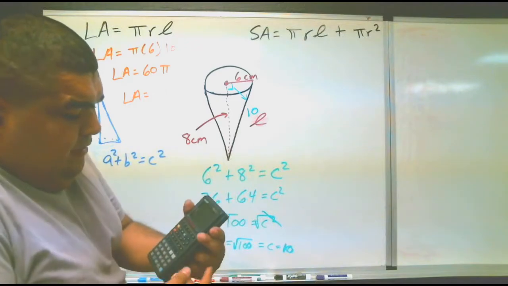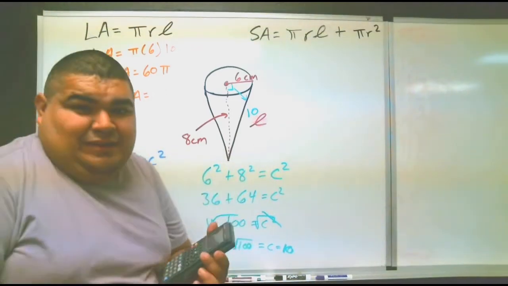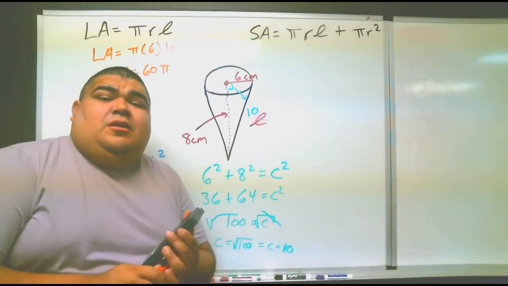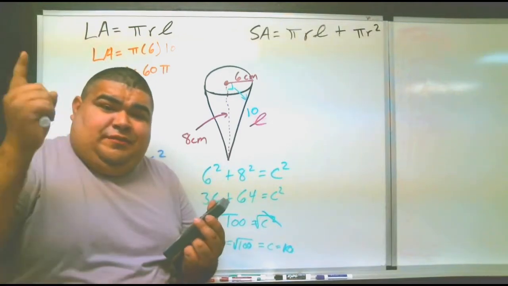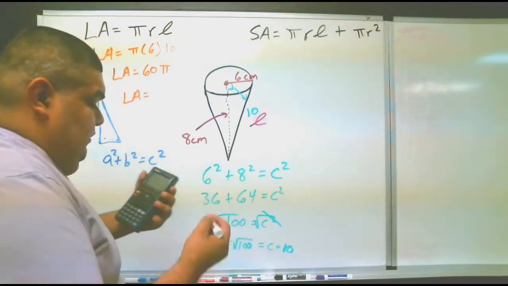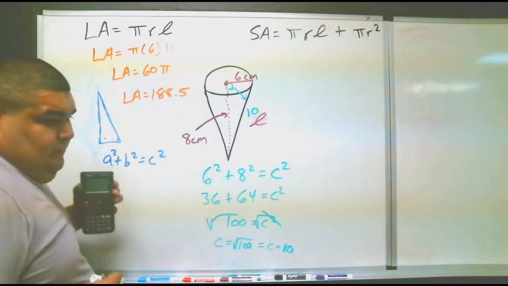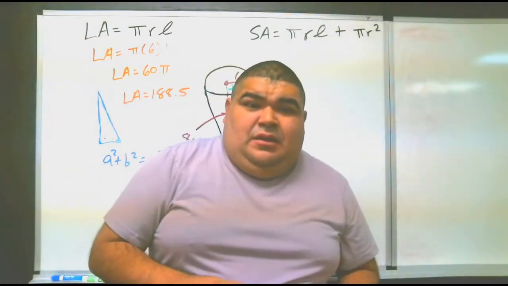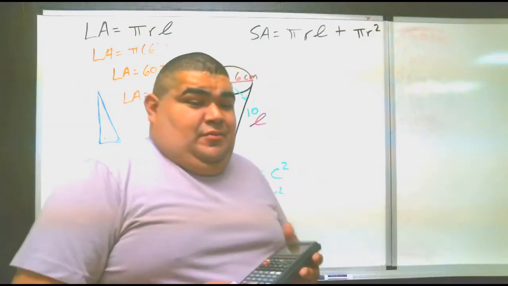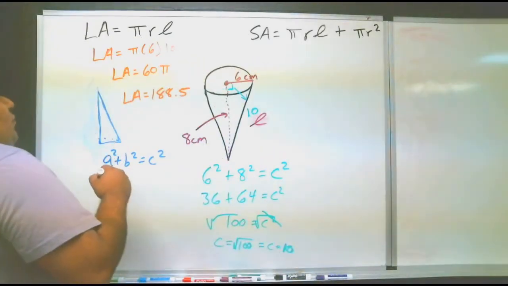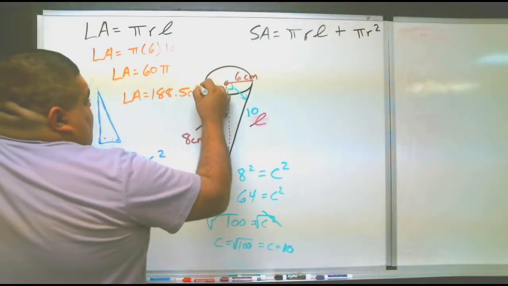equals 188.49. Okay, we're going to round it. We only need one number after the decimal. So it's going to become 188.5. Okay, so we found lateral area: 188.5 centimeters squared.